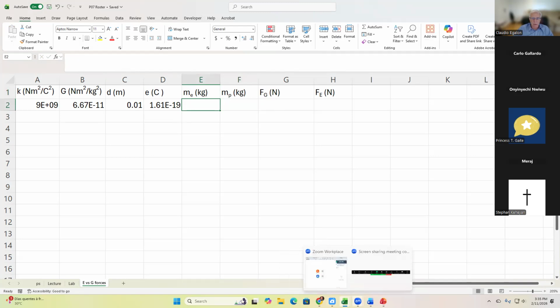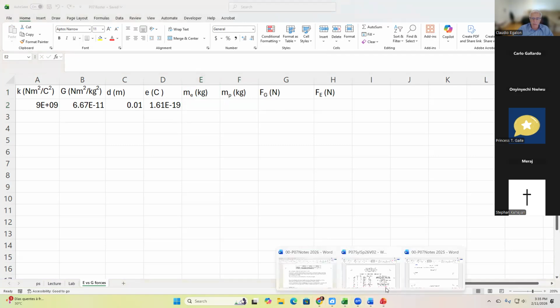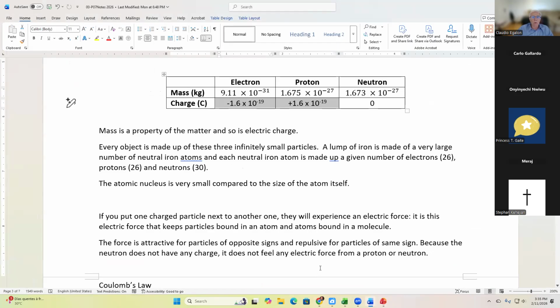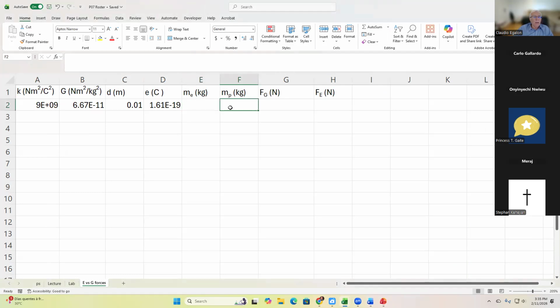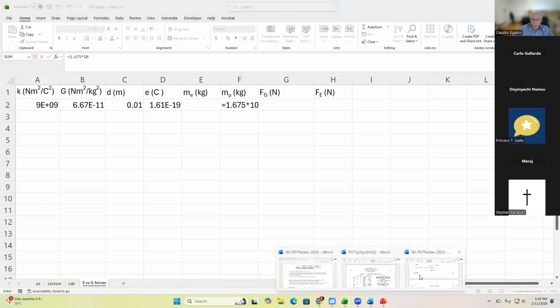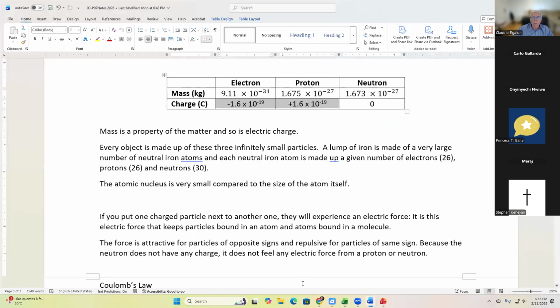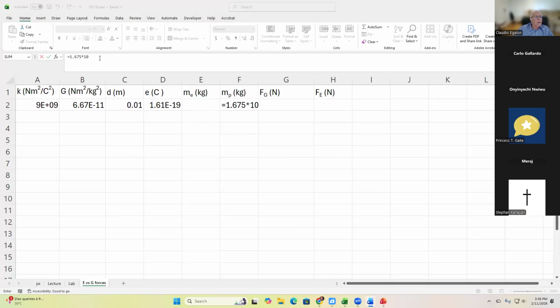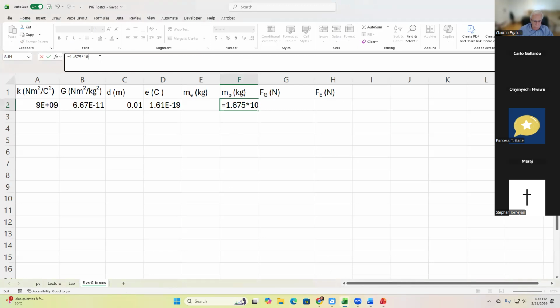The mass of the electron is much lower than the mass of the proton. What's their numerical value? Let's go back to our notes. Mass of the proton, 1.675 times 10 to minus 27.